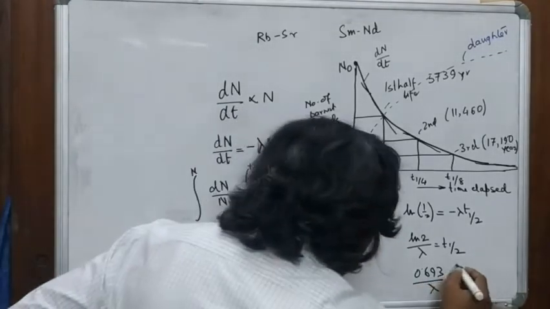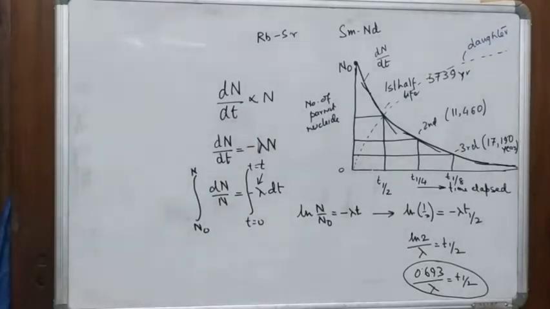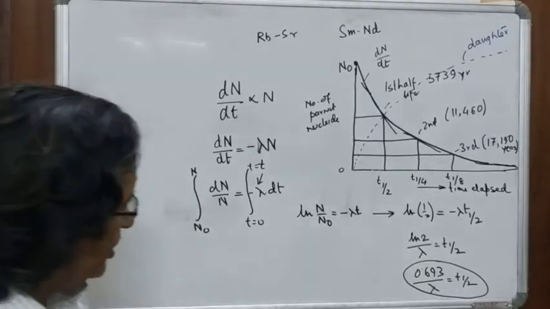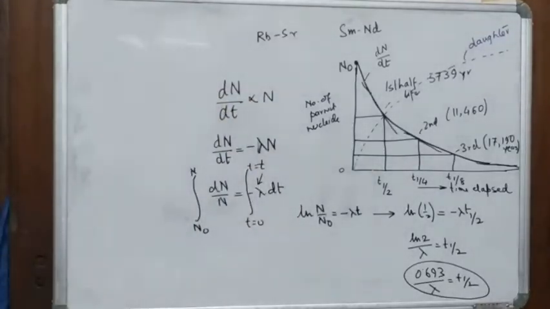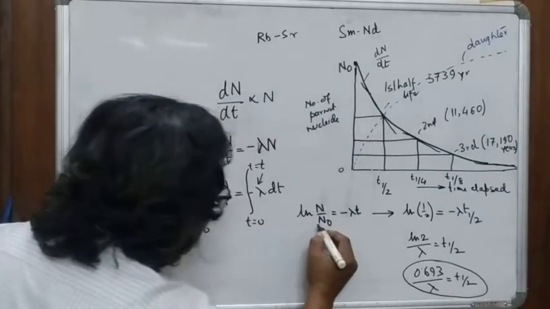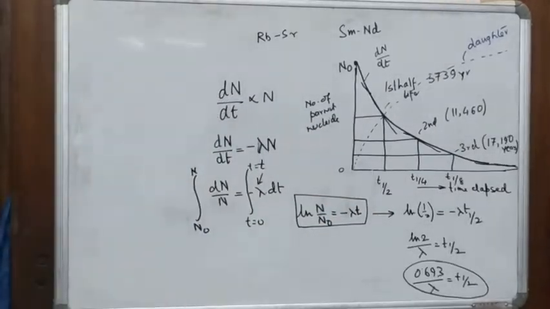Now, this is one equation which we don't use a lot, but people who do experimental work on decay equations use this equation very strongly, right? So this is one of the equations that comes out from this very relationship: ln N by N0 is equal to minus lambda t.